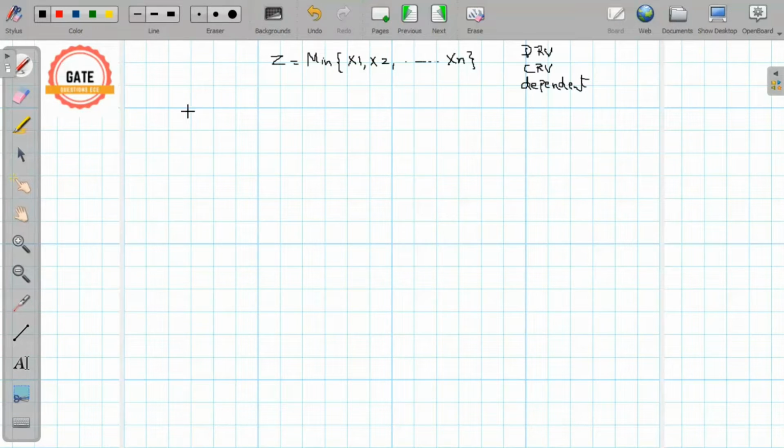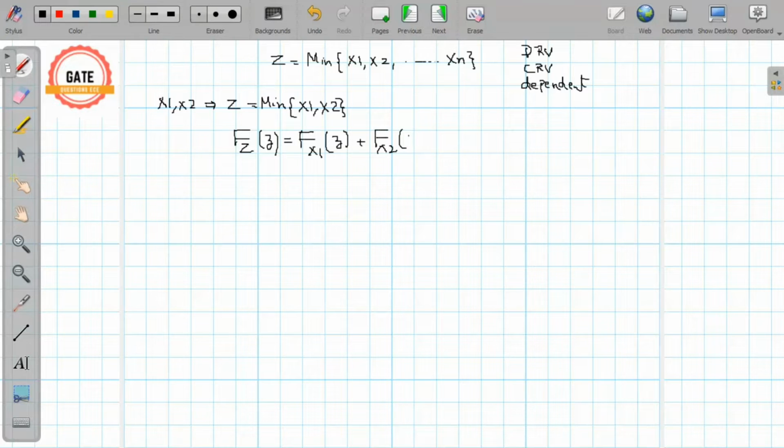Any of the cases is possible. So in this case, we know if we have two random variables x1, x2, then for z is equal to minimum of x1, x2, we have solved in a previous problem that its CDF will be given by the sum of the marginal CDFs of x1 plus x2 minus the joint CDF of x1, x2 at sample value z, z. So that is the result for two random variables.